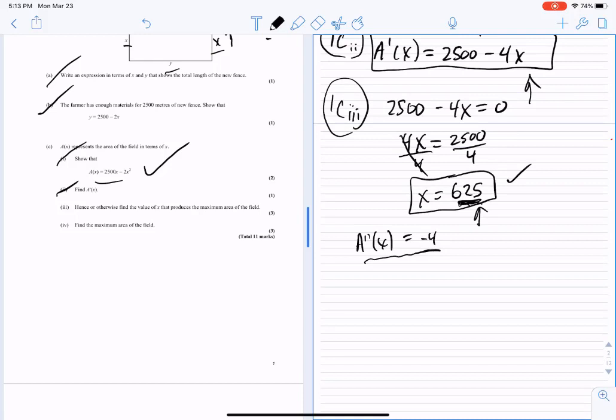They're asking now for part 4, find the maximum area of the field. So we'll go ahead and do that.